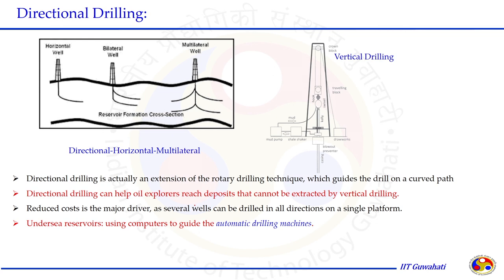So directional drilling could be a horizontal well, where we drill vertically up to a certain depth and then expand the exploration in the horizontal direction also. So with the help of directional drilling we can go in the horizontal direction after a certain depth. It's not necessary to have only one; we can go in multiple directions, could be bilateral wells or multilateral wells.